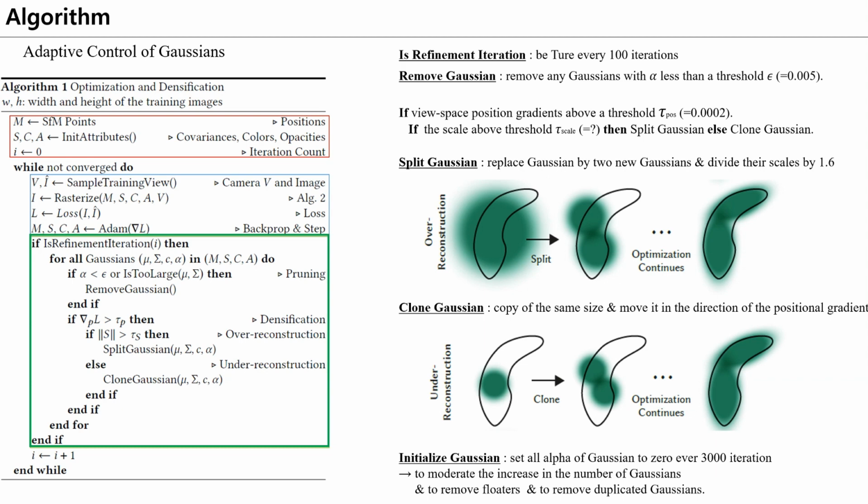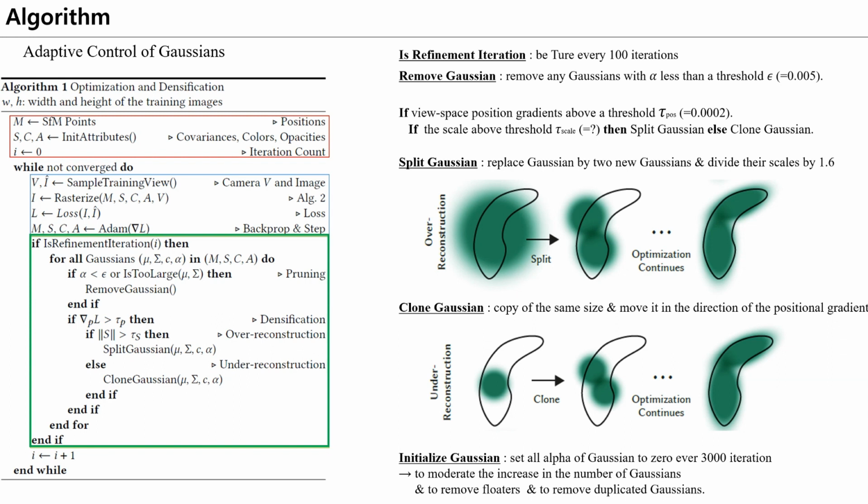The Gaussian is copied and positioned in the direction of the positional gradient. In the picture above, the black line is the shape of the virtual ground truth. If the modeled Gaussian is over-reconstructed, it's split into two. And conversely, if it's under-reconstructed, it's cloned.